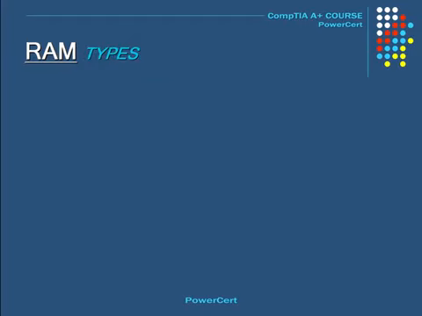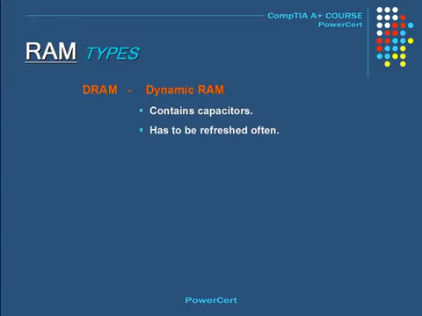RAM also comes in different types, such as dynamic RAM or DRAM. DRAM is memory that contains capacitors. And because it has capacitors, it has to be refreshed often.